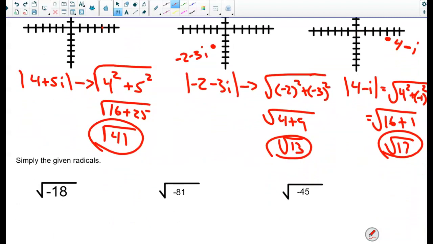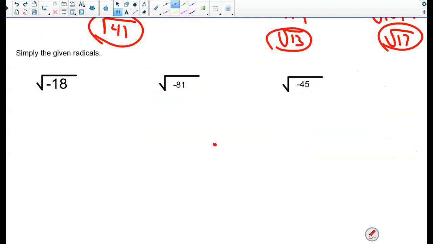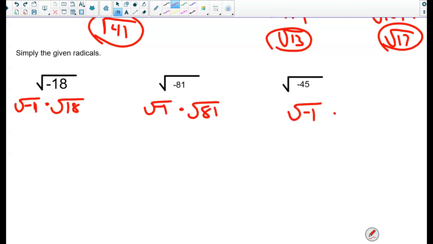Simplifying a negative radical. Once again, we're simply breaking it down. Okay? Now, if you want to write it first as this, feel free. Square root of negative 1 times the square root of 18. Square root of negative 1 times the square root of 81. Square root of negative 1 times the square root of 45. And you're breaking down the positive radical.